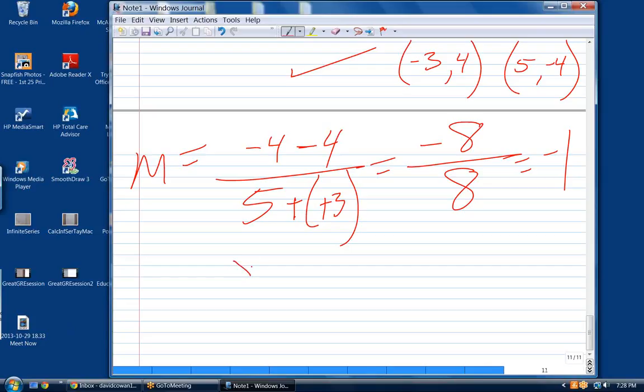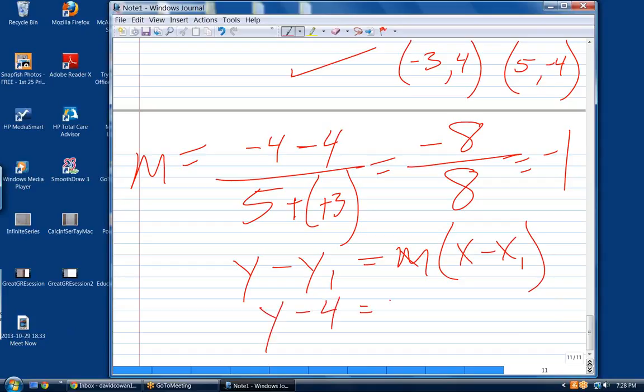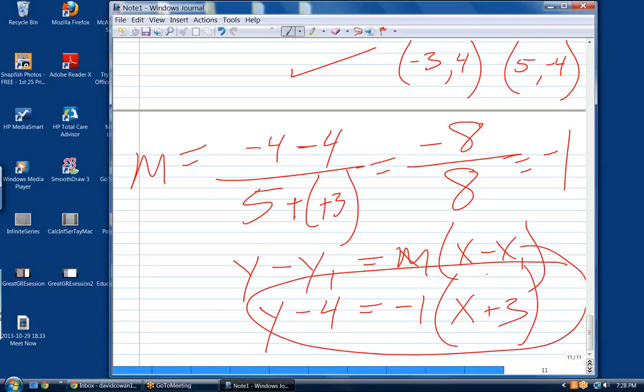It's y minus, in this case, well, I guess we'll do 4, positive 4. You can use either point you want. Right. So that's fine. We'll use positive 4. Okay. What's our slope? And then -1 times x minus -3, so +3. There's our equation. You don't need to do anything more to it.